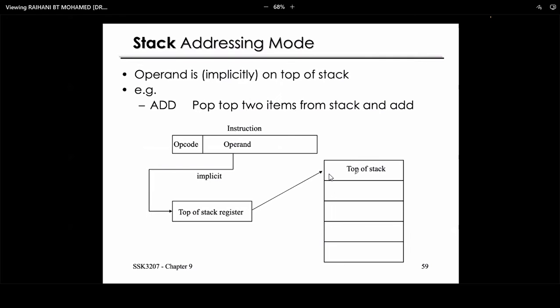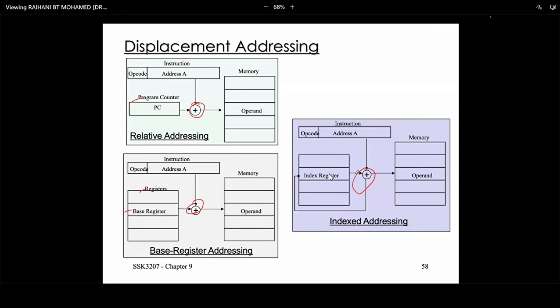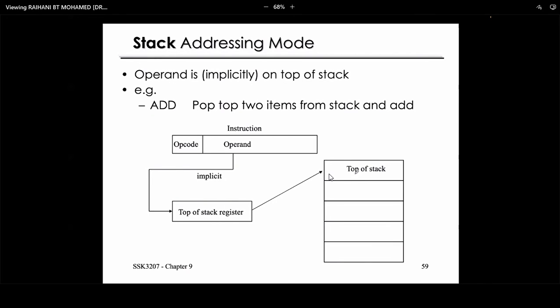Okay, we have the stack addressing mode. Before this, we know that some of the methods use the PC and some use registers, either the base register or the index register. So for the stack addressing mode, the operand is implicitly on top of the stack. We know that the stack is in the memory. So the operand is implicitly hiding at the top of the stack register, and then it will refer to the top of the stack.